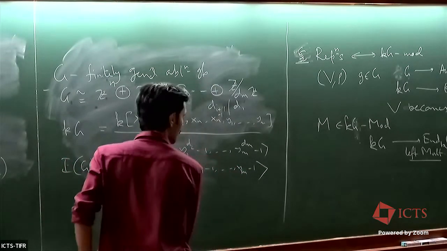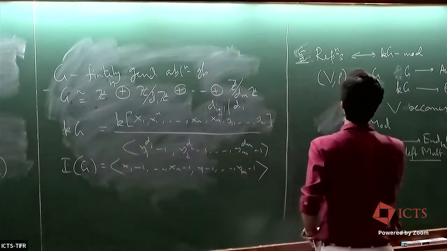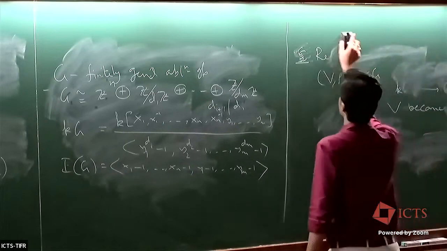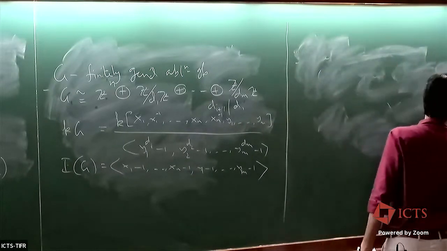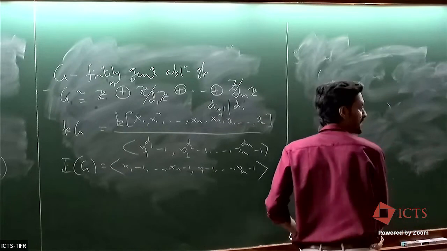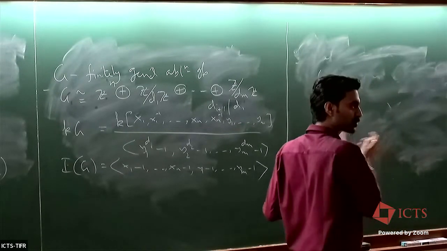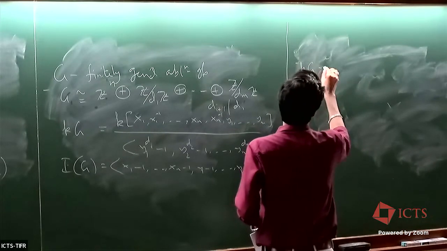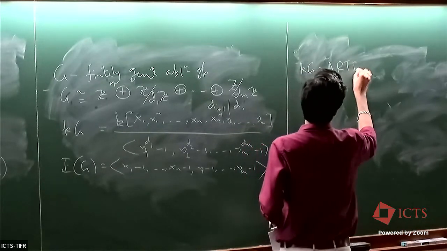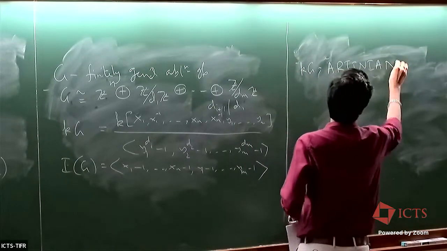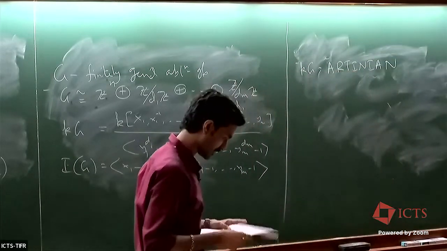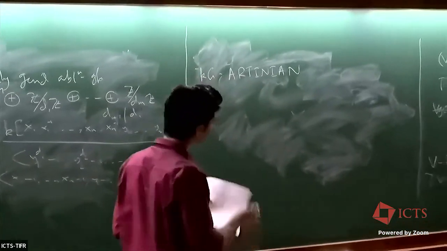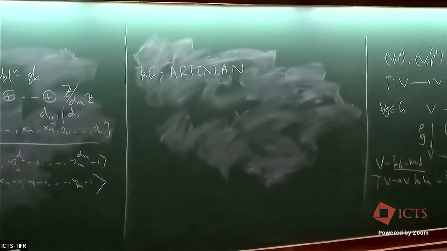Okay. Now, another important property of KG is that firstly, KG is a finite dimensional K algebra, and therefore, being a finite dimensional K algebra, it satisfies the descending chain condition for both left modules and right modules, and therefore, KG is Artinian. By Artinian, I mean it is both left Artinian and right Artinian. Okay, and this will be used when we go to the Krull-Schmidt property, which will come later.